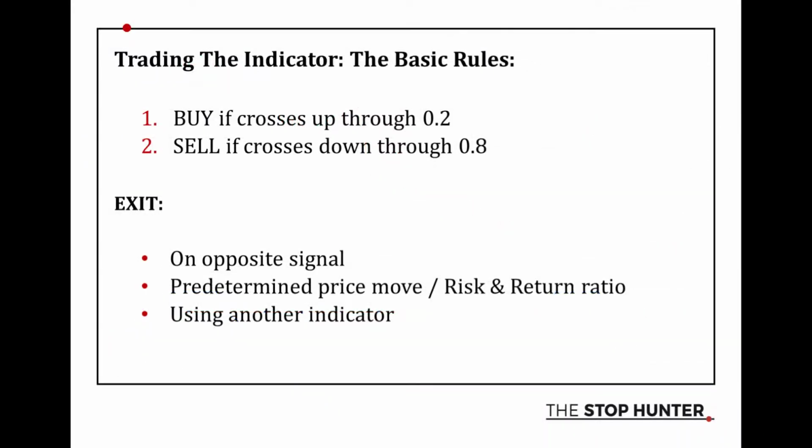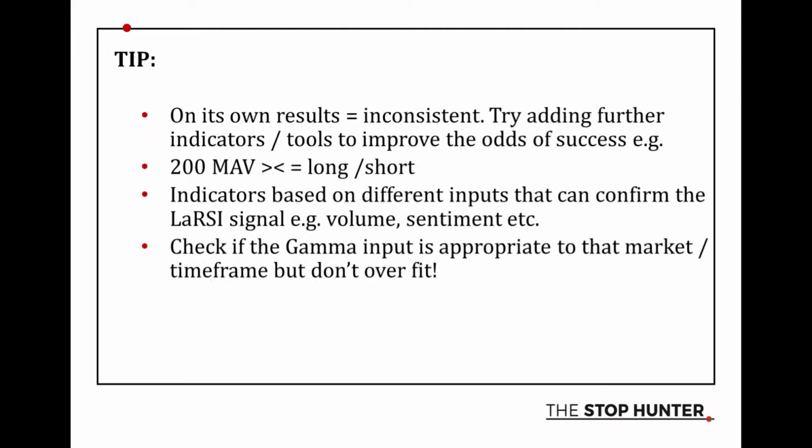Now, I just mentioned the basic rules. It's a buy if it crosses up through the 0.2 line, and sell if it crosses down through the 0.8. You can play around with those inputs on some of the different variants of the Laguerre RSI on TradingView. And the exit, well, you could do it on the opposite signal or through a predetermined price move, risk return ratio, using another indicator.